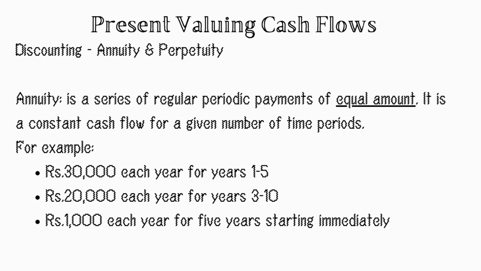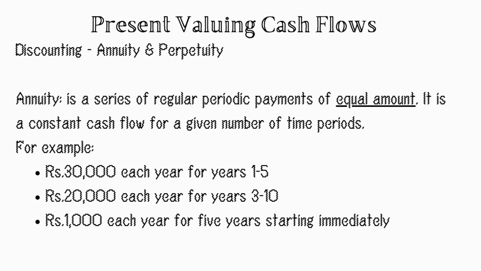Annuities and perpetuities are other important concepts for discounting cash flows. An annuity is a series of regular periodic payments of equal amount. It is a constant cash flow for a given number of time periods. A capital project might include estimated annual cash flows that are an annuity. The present value or future value of an annuity can be computed by multiplying or dividing each individual amount by the individual discount factor and then adding each product.